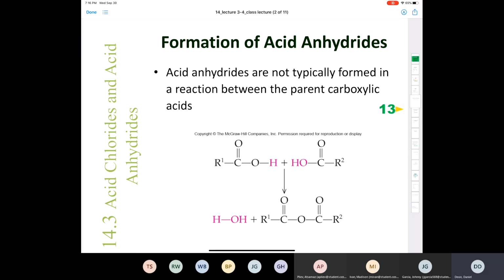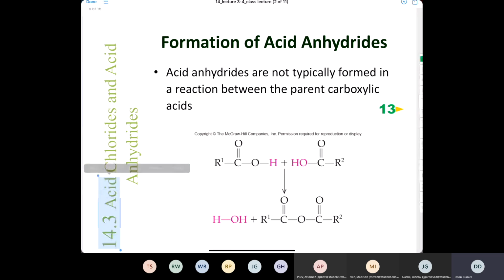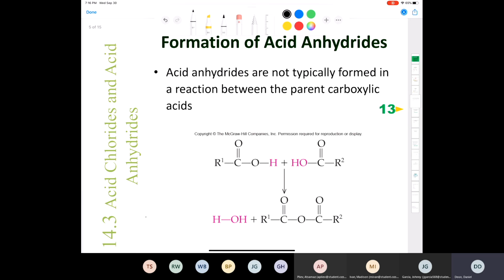Here again is a reaction showing the formation of an acid anhydride, which I drew on the previous slide. Okay, so you have the two carboxylic acids. They're both pointing towards each other, and you don't have to draw them pointing towards each other, but I find it just kind of helpful. What are you going to lose? You're going to lose H2O. So you lose water, and then you end up making a new bond between this oxygen and this carbon right here, and there you have it, your acid anhydride.